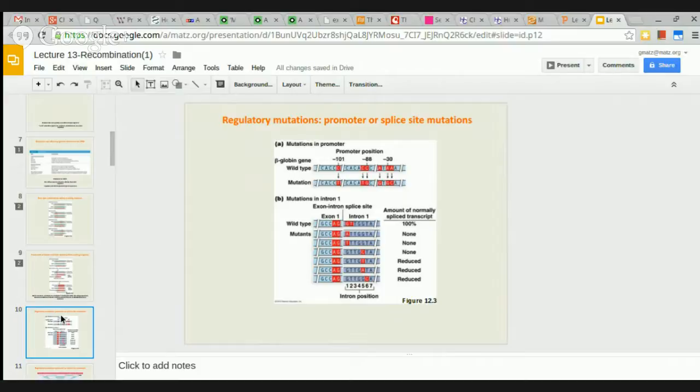And this also includes, by the way, not only the TATA box or the CAT box, but also enhancer elements that may influence transcription of the basal promoter.